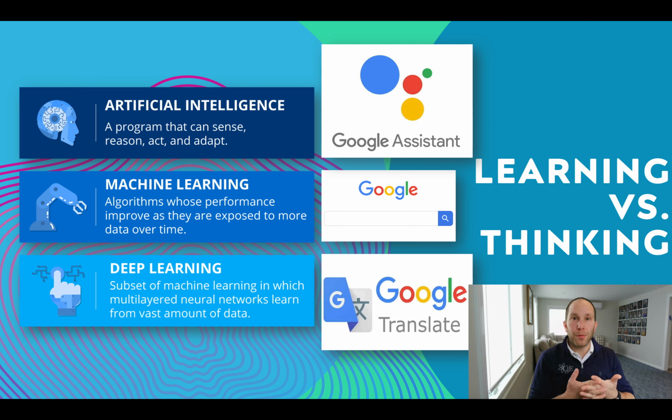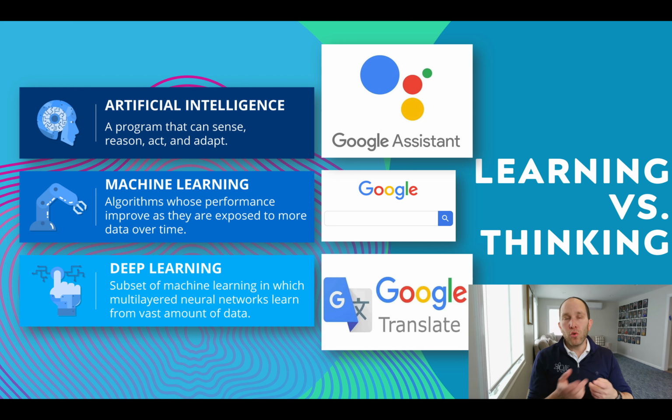Machine learning would be an example of Google Search, where the more people used it, the more that people clicked on things, the algorithms got better and better at predicting what you wanted. There was a study that said no one ever checks the second page of their Google results. If it's not on the first page, they type in a new search. So as people clicked on links and typed in new words, Google got better and better at predicting what people wanted.